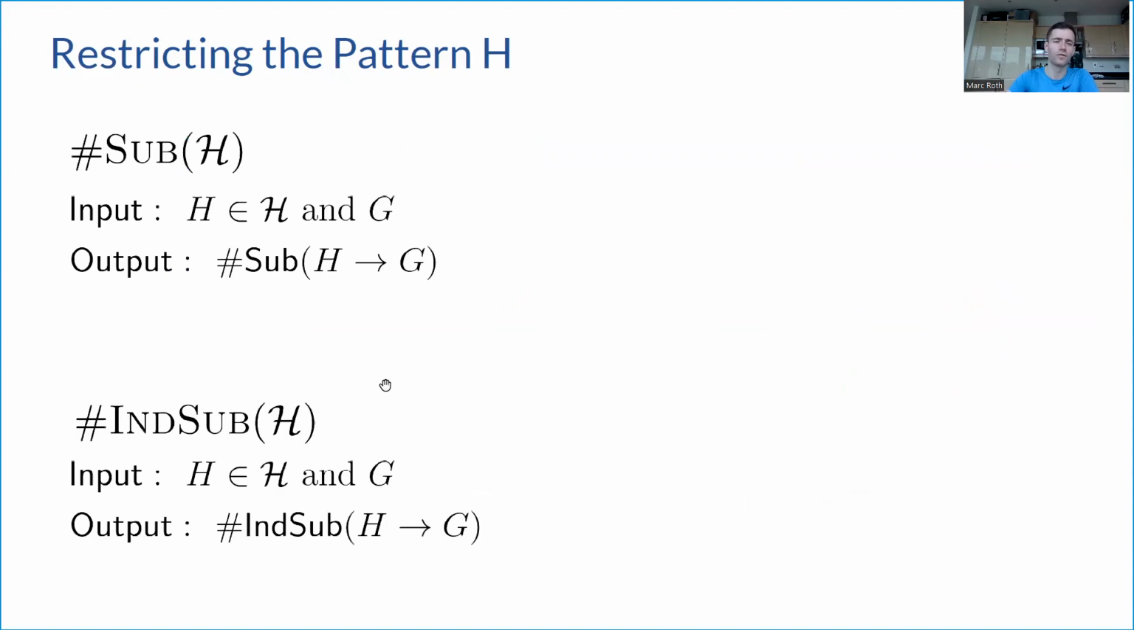So formally, given a class of graphs, which I denote by the calligraphic H here, we would define sharp sub of this class and sharp in sub of this class as the problem that expects as input a pair of a pattern in this class and an arbitrary graph G. And then the goal is to output the number of copies of H in G or the number of induced copies of H in G. And let me emphasize that the class is part of the problem definition, not part of the input. So every class defines another counting problem. And again, if this class would be the set of all complete graphs, then both problems would actually be the same as the counting clique problem.